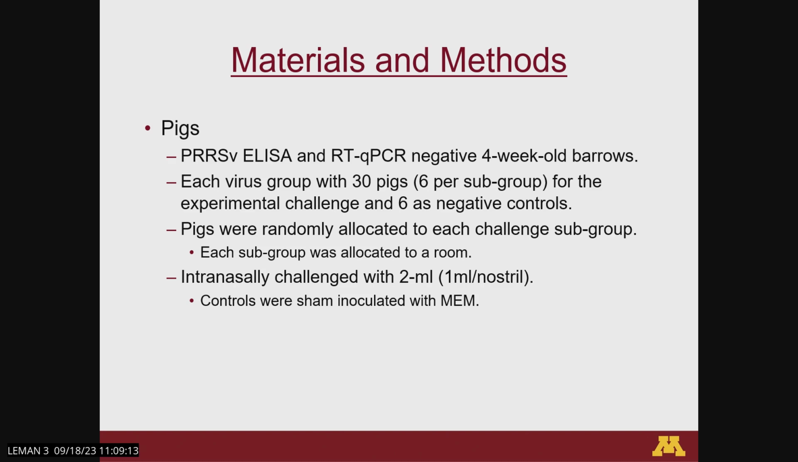So we have 5 groups, then 6 pigs per each one of these subgroups, and additionally 6 more pigs just as controls. Each one of the pigs was randomly allocated to a subgroup, and each subgroup was randomly allocated to a room. Each one of the pigs of the challenge subgroups was inoculated intranasally with 2 mLs, 1 mL per nostril, and the control animals were sham inoculated with MEM.